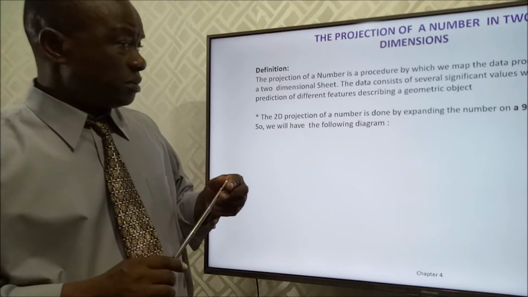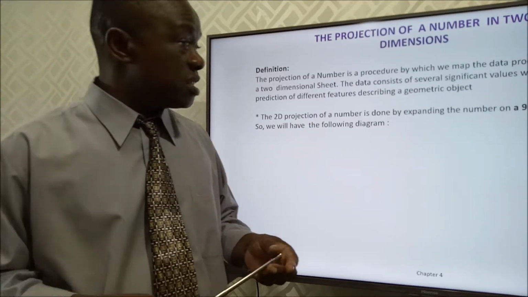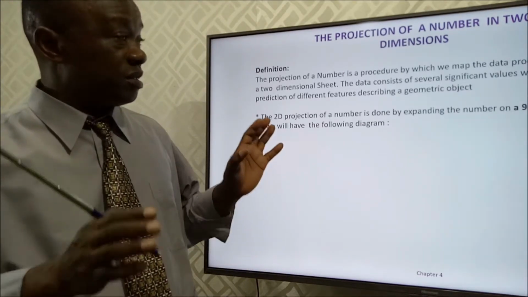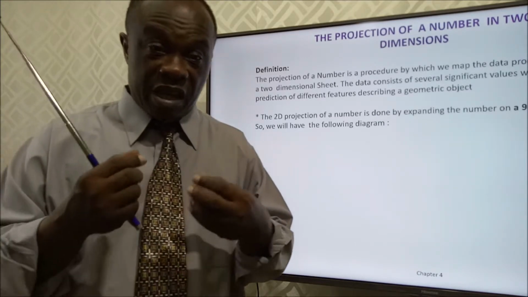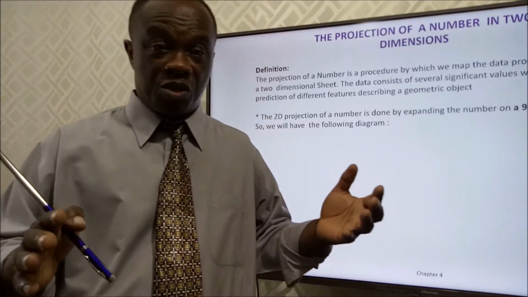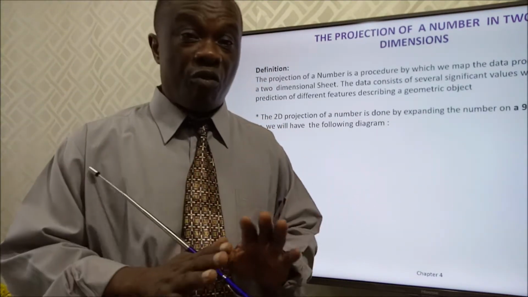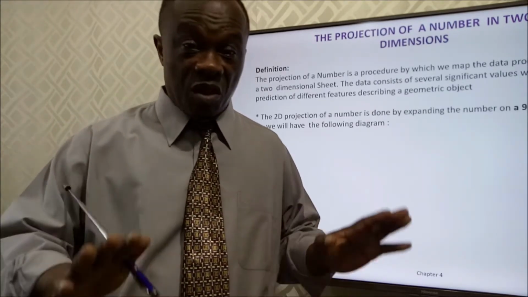So we will have a data, and that data consists of several significant values which allow us to make predictions. And all the predictions, you will see them, they will come to us in form of formulas, and we call that information.